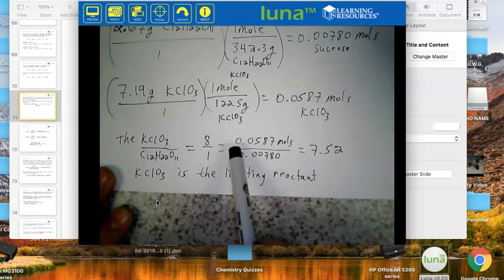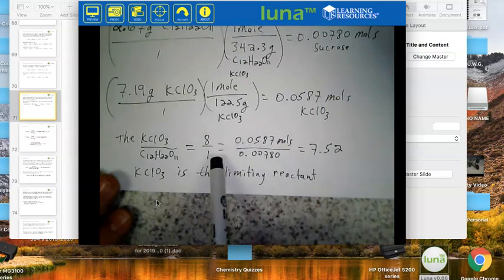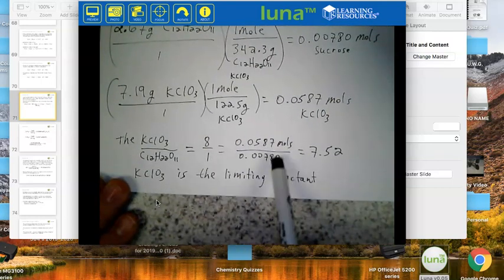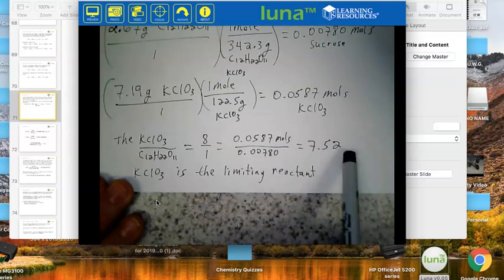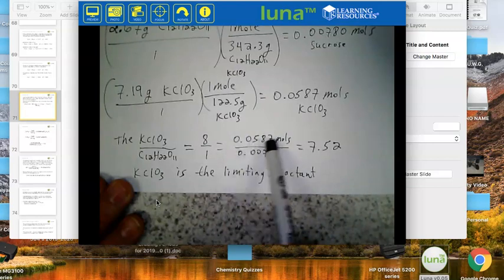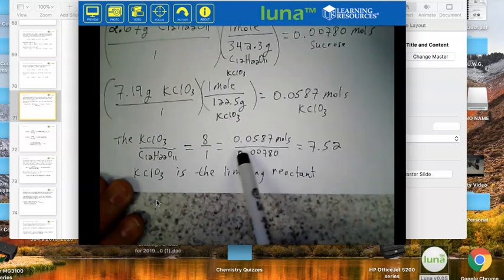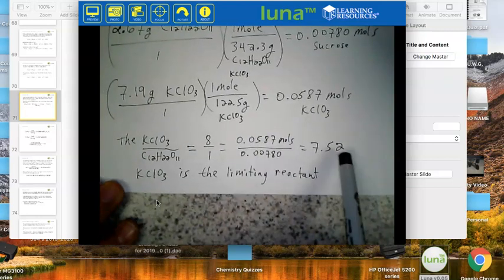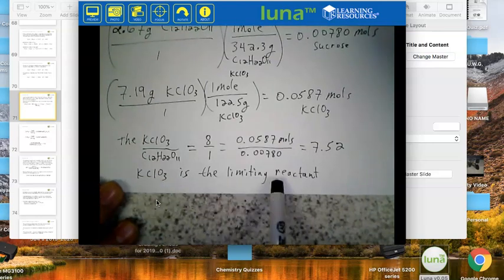So I see that here. When I do my ratio, do I get an 8-to-1? So do I get 8 here? And I don't. When I take the moles of potassium chlorate divided by the moles of sucrose, I get 7.52. So my potassium chlorate is a limiting reactant.